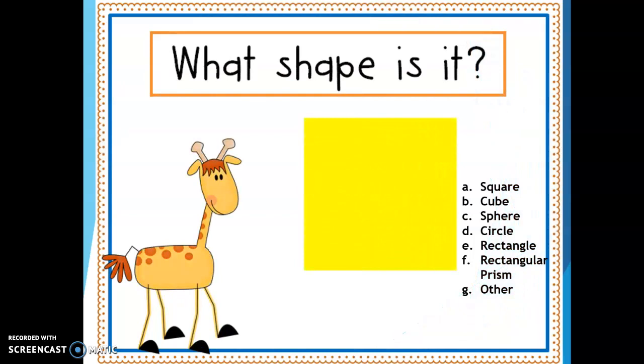What shape is this? It is flat. It is a plane shape. Kind of like, I'm trying to think of something like a Cheez-Its, pretty flat. If you said A, square, you are correct.